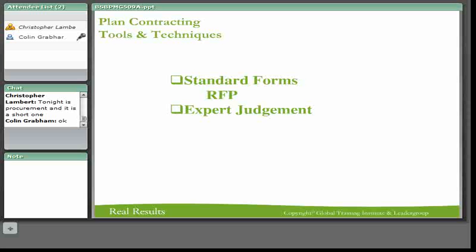Rather than just being an internal document, that's an RFP. It's something that you'd put out. You'd have your terms of reference in it. That's how the rules for engagement, and those type of things. And then obviously you're also going to have expert judgment when it comes down to evaluating.